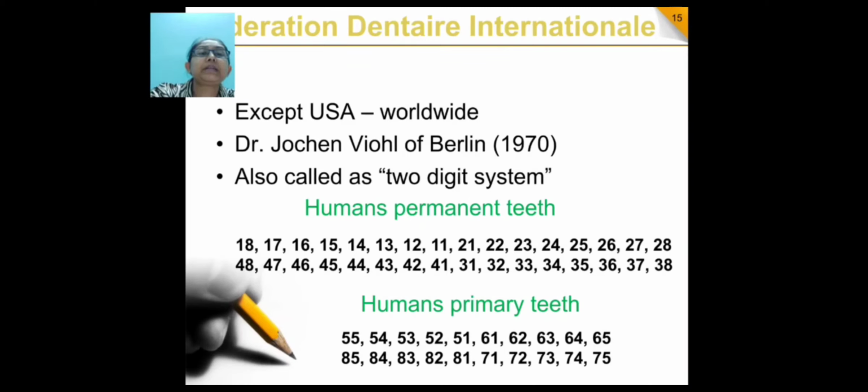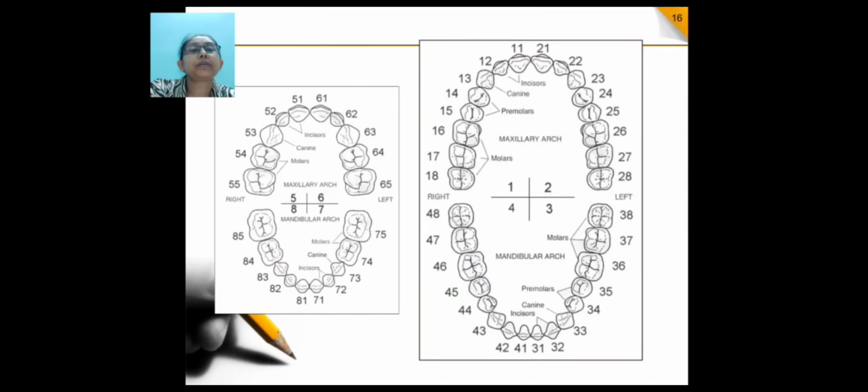They had considered that most of the dentists who practiced were right-handed. So it was considered that the upper right quadrant is the first quadrant, followed by the upper left quadrant. Then the third quadrant considered was the lower left. Then the fourth quadrant was the lower right quadrant. So you can see the numbering that is given here for primary as well as permanent dentition.